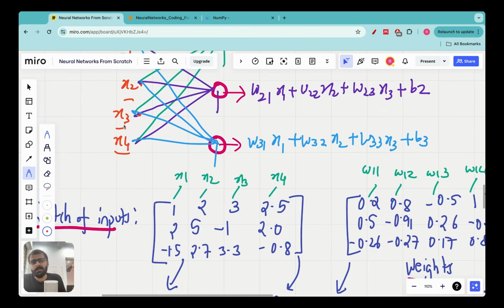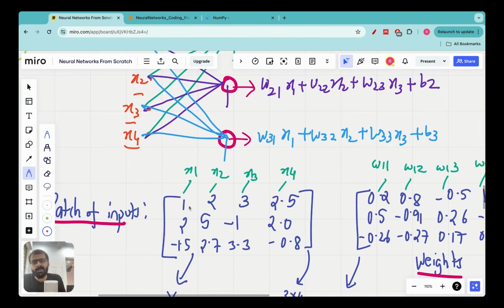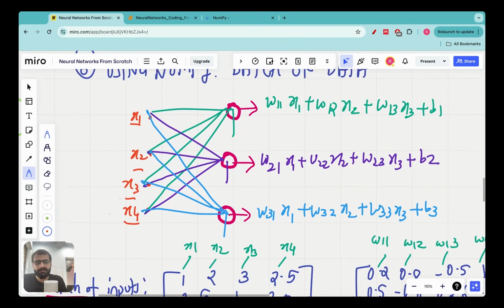So let's say there are three batches of data. In the first batch, the inputs are 1, 2, 3, and 2.5. In the second batch, 2, 5, -1, and 2.0. And in the third batch, we have -1.5, 2.7, 3.3, and -0.8. This can happen, right? Because usually there are multiple sets of measurements which are done.